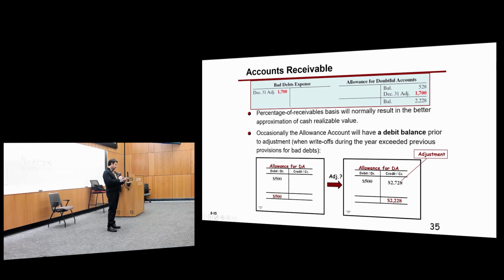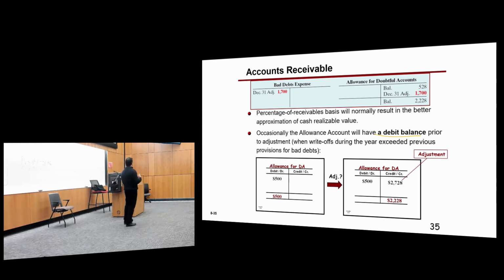Now, the percentage of receivables method usually gives you a closer approximation to the cash realizable value, because you're using the accounts receivable themselves, the percent of accounts receivable from the previous amount. And this is the one that, like we mentioned before, sometimes would have a debit balance. Allowance for doubtful accounts would have a debit balance when you write off more accounts than you actually allowed for in the original estimation.